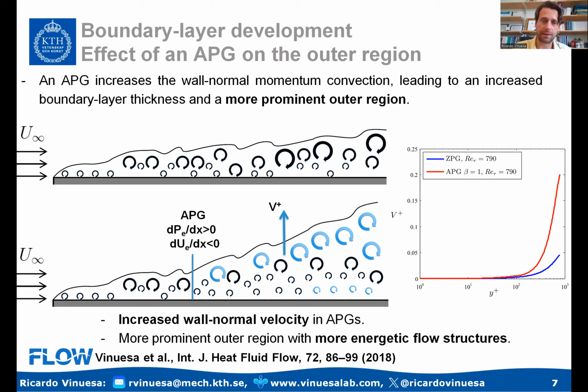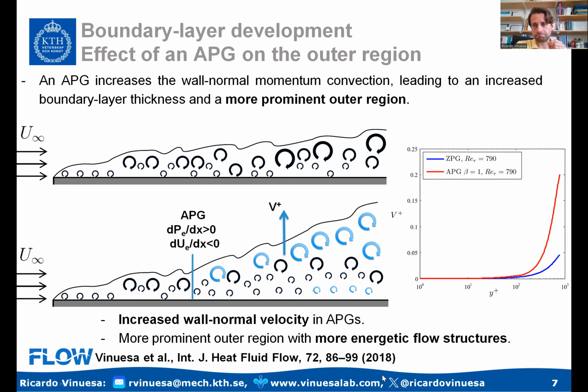But on the bottom panel, I'm showing you what happens when you have an adverse pressure gradient. So basically the pressure is increasing as I move downstream, which means that effectively the wall normal velocity is increased. So we are just having much more convection in the vertical direction. This leads to a significant thickening of the boundary layer and also to two interesting effects.